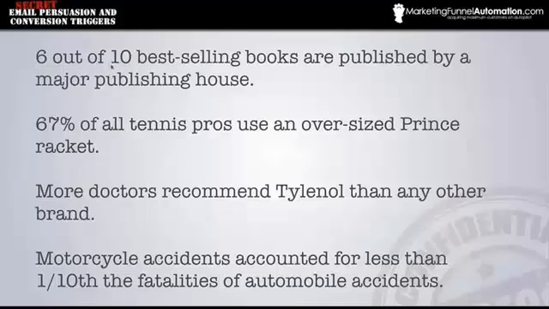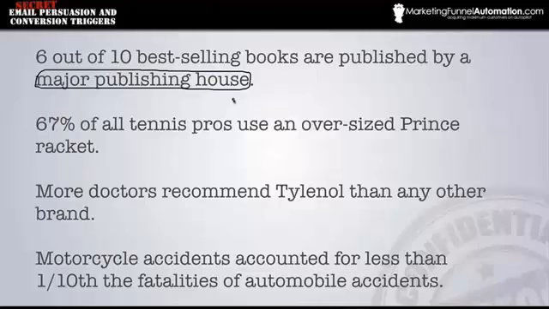So what does this imply? When I say 6 out of 10, let's say I would use something like this. If this was true, I'd get the actual number. 6 out of 10 best-selling books are published by a major publishing house. If I was a major publishing house, or I was marketing a major publishing house, this is the type of tidbit that I would use. This is the type of faux science, or false evidence, that I would use.